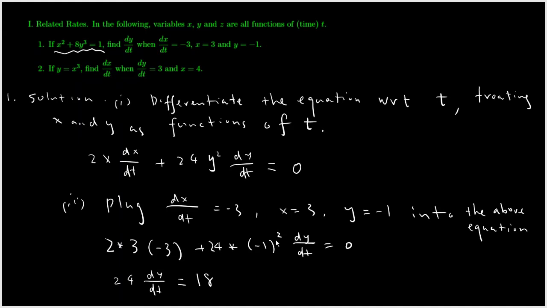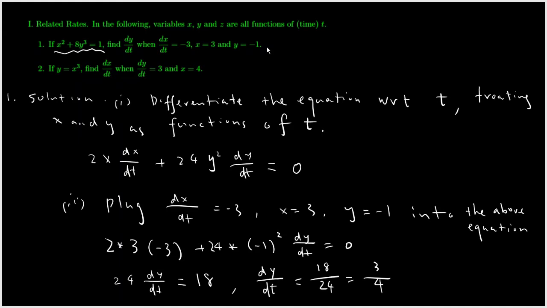Now we are ready to solve the equation for the rate of change of y. Again, it represents an instantaneous rate of change, the derivative of y with respect to t. The instance is given by when x value is 3, when y value is -1, and so on. I believe the answer is given by 18 over 24, simplified to 3 over 4. Is that right? I think 3 over 4 is right.